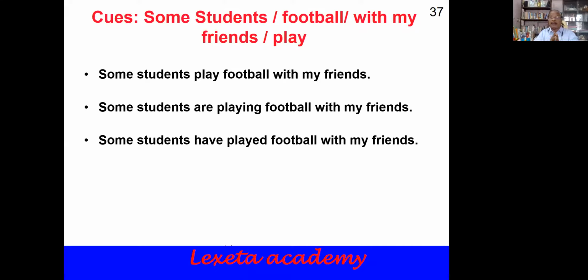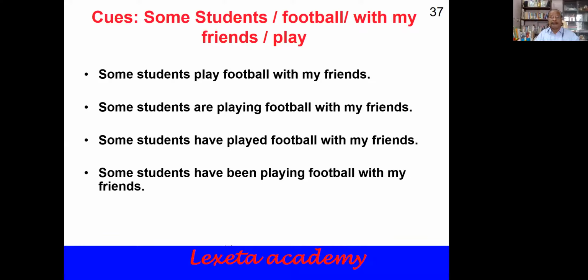Next, some students have, that has, here have, plural verb. Some students have played football with my friends. Some students have been playing football with my friends. So these are the four forms of the present tense.